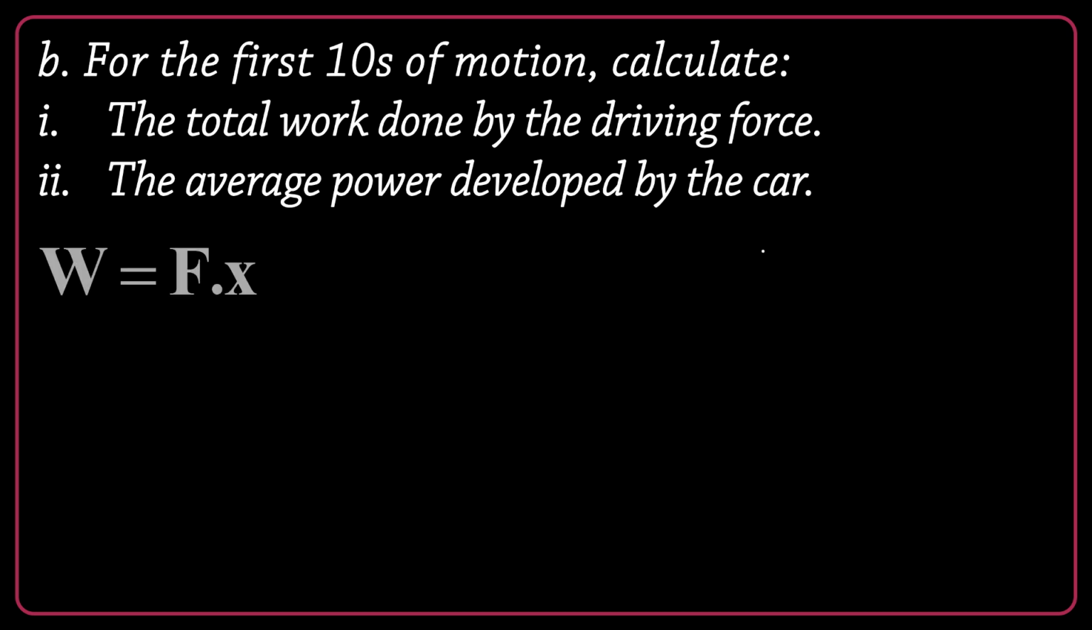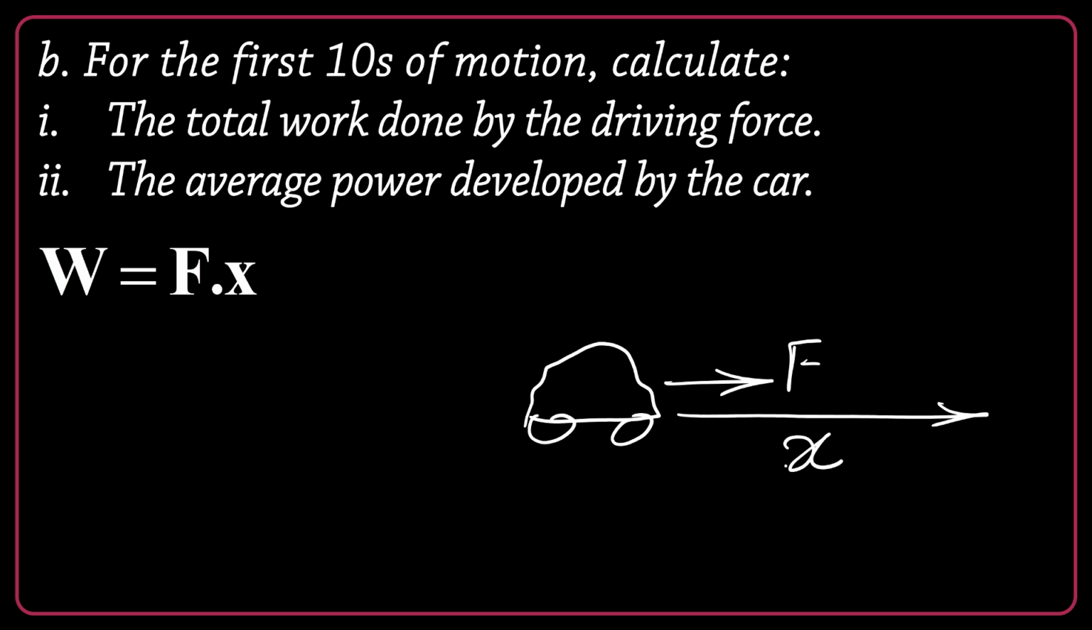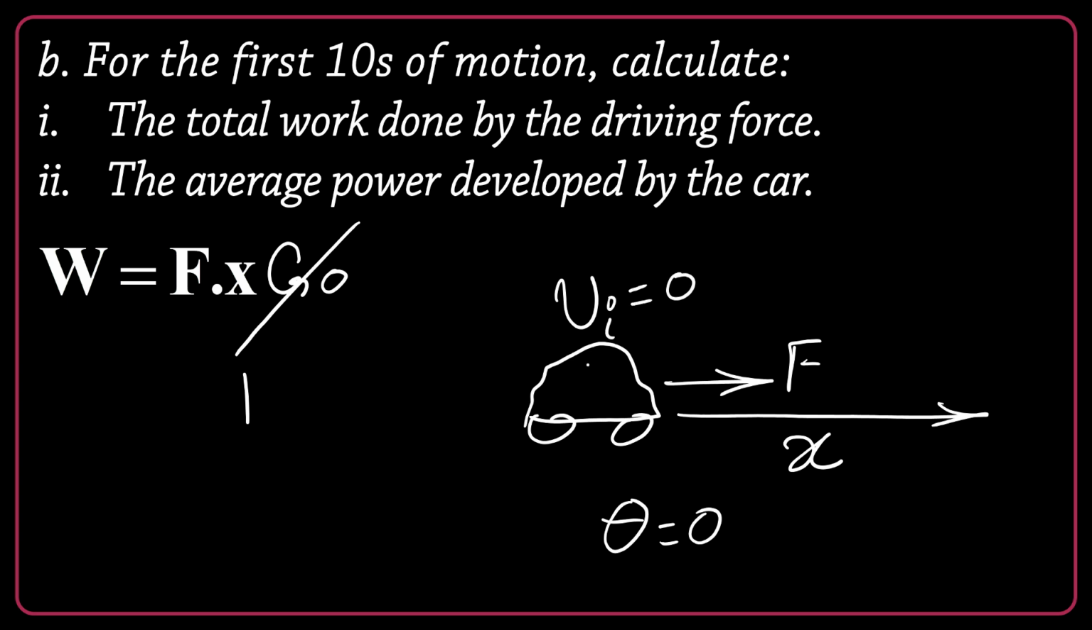Here basically the work done by the driving force is Fx because we suppose that the driving force acting on the car has the same direction as the displacement. So theta is 0 and Fx cosine of 0, cosine is 1, so it's Fx. But there is another problem. What is x? The displacement. It's an accelerated motion starting from rest. Initial velocity is 0. So x is going to be half of at squared. We know the acceleration, we know the time, 10 seconds, so we can find x.